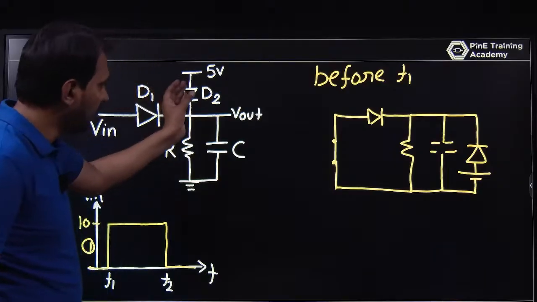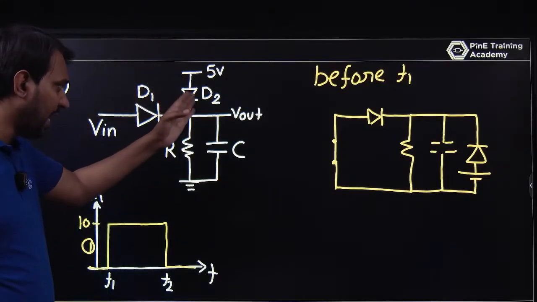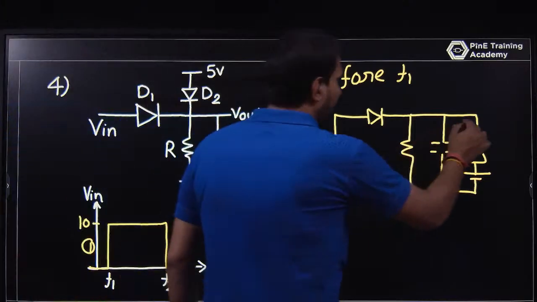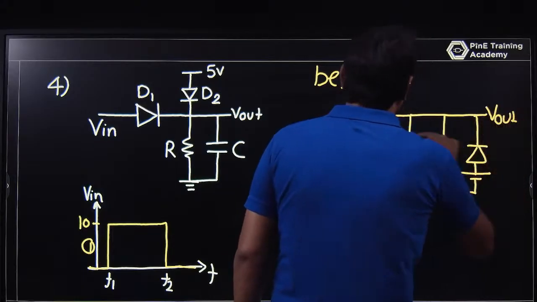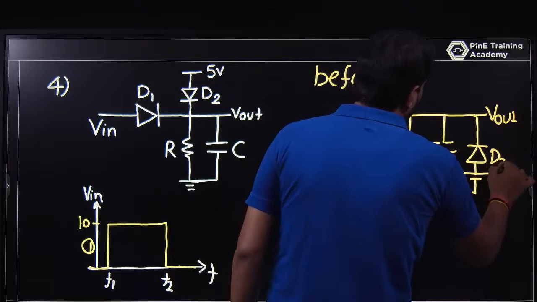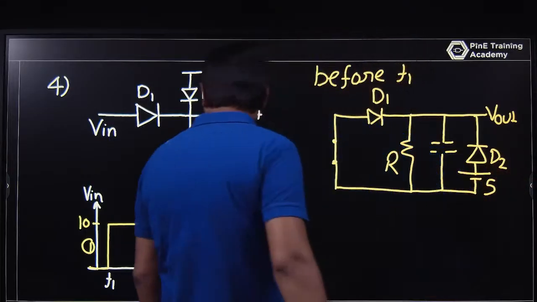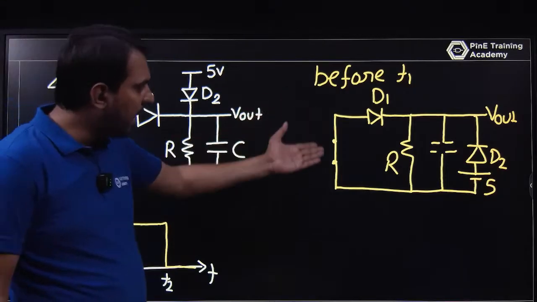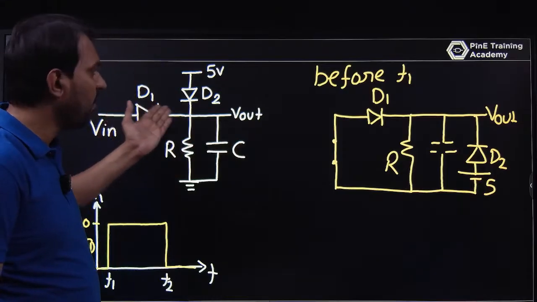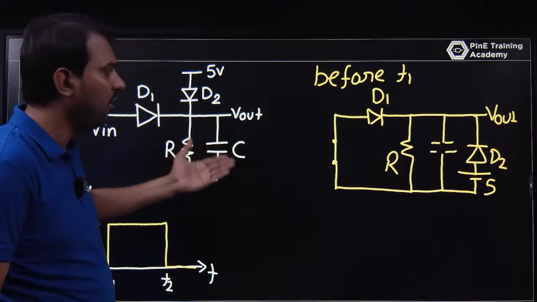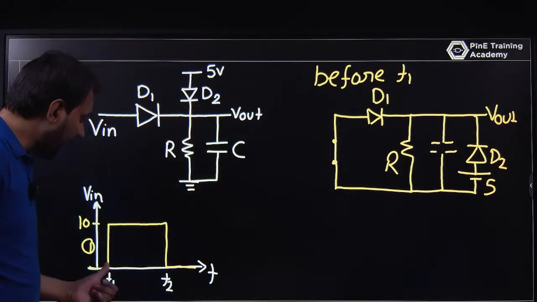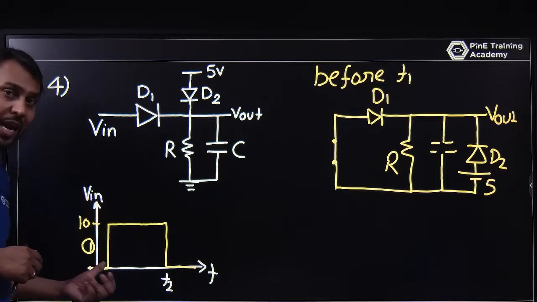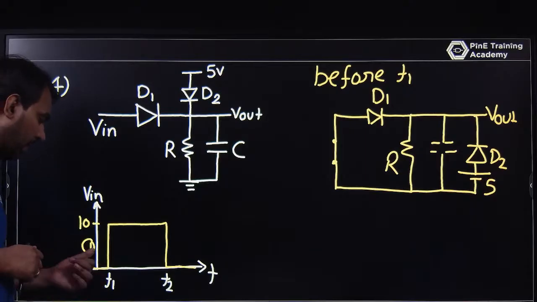You convert this: the D2 negative N side is connected to V out, and the positive P side is connected to 5 volt, and you are asking what V out is. This is D1 and this is D2, this is 5 volt, and this is the resistance, and the input voltage is 0 there before T1. So I make the logic in this way: input voltage 0, D1, a resistance, D2, and a capacitor. Before T1, the input voltage is 0 for a long period of time, which is called a steady state or DC state.